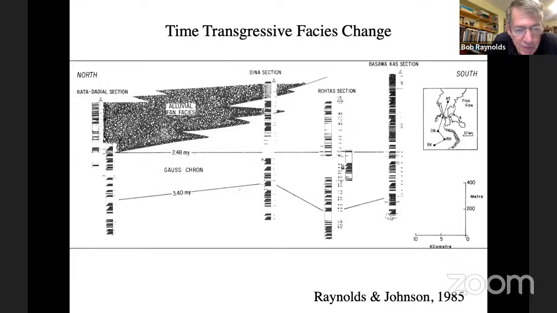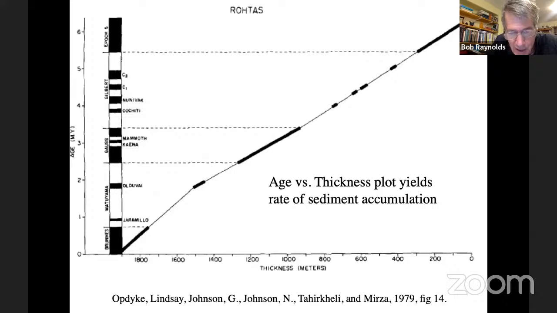And here you can see the alluvial fan facies, or the coarse gravel package, prominent in the northern part of the section, and then extending towards the south, it becomes younger in age. And as I'll show in a moment, this represents a prograding facies change, moving from north to south. We can also look at rates of sediment accumulation.